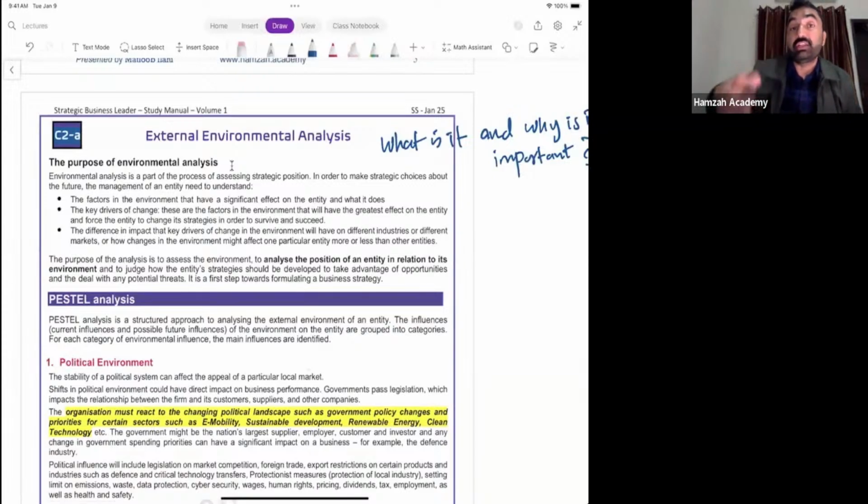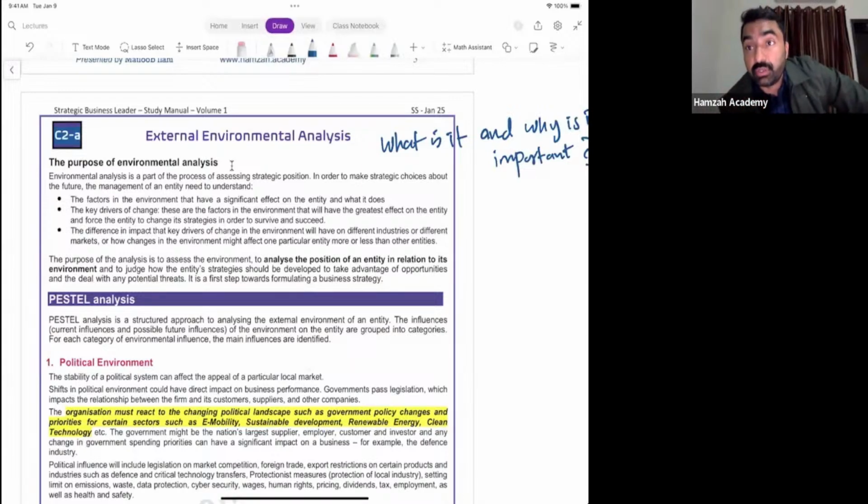There is an effect when there's a change in the political landscape, when there's a change in the politics and political priorities and their focus areas. It has an impact on existing industries and the existing strategies of the organization. I can give you one example.